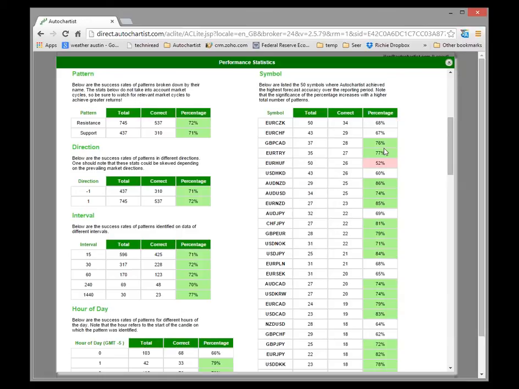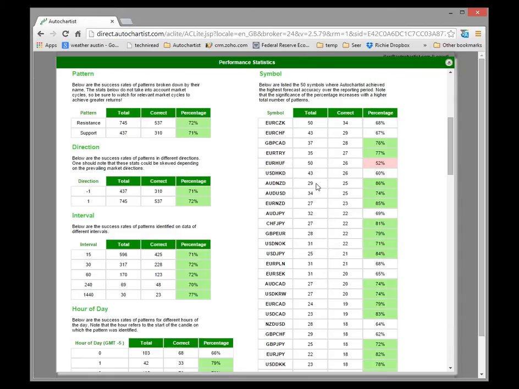So that's the interval. The next very, very important thing that I want to talk about from a statistics perspective is the hour of the day. The hour of the day is absolutely vital in terms of assessing the probability of the chart pattern hitting its forecast level. Now, I have got, as you can see on the left column, the hour of the day from 0 to 23, right? That's covering all 24 hours of the day.